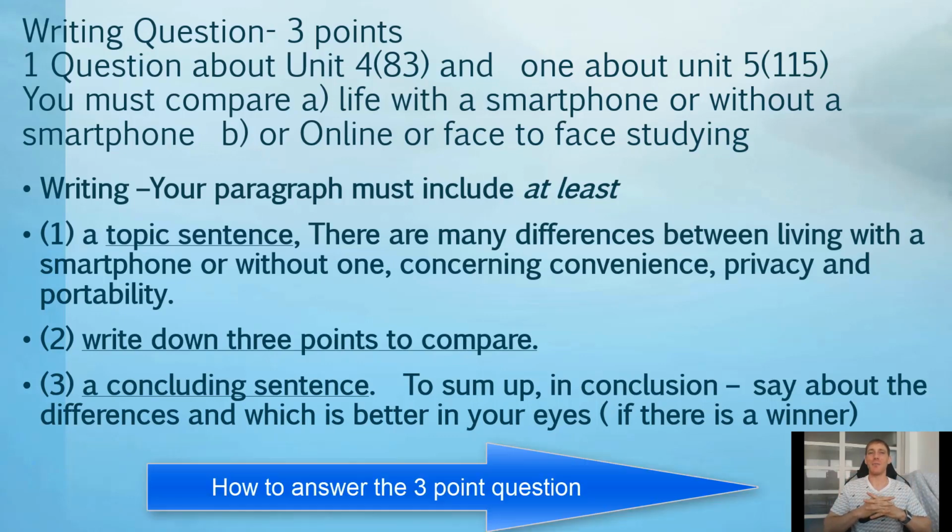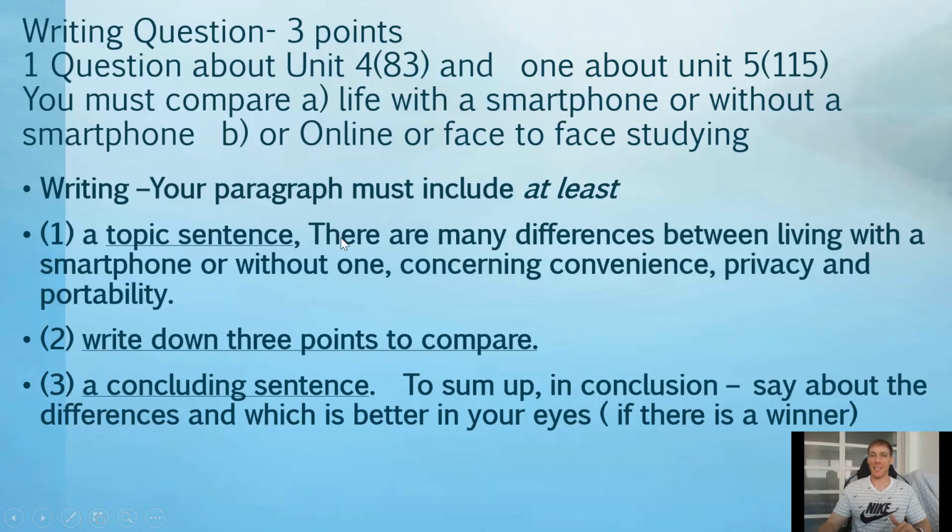Next, you must compare A, life with a smartphone or without a smartphone, or online or face-to-face studying. So you're going to have to write a comparative part. And in this paragraph or short part, you need to include at least, so this is minimum, a topic sentence. So, for example, there are many differences between living with a smartphone or without one, concerning convenience, privacy, and portability. Remember, the topic sentence has to show what you're talking about and explain the things that you're mentioning.